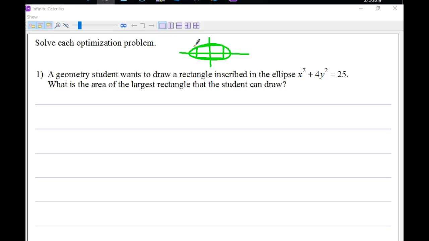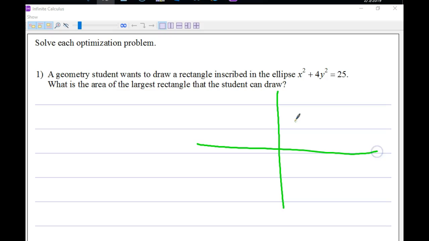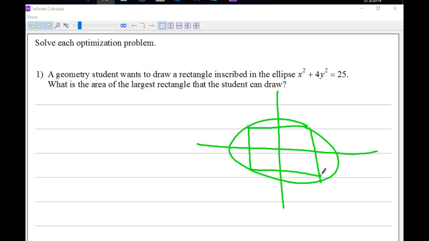Matter of fact, I think I'm going to draw mine even bigger so that we can kind of see what's going on a little more clearly. So we have an ellipse. It probably doesn't look like this if we actually graphed it, but I don't think we really need to worry too much about the specifics. But we have an ellipse with a graph there. Now they want to know what's the area of the largest possible rectangle that we can draw.